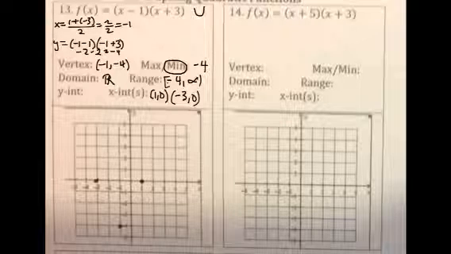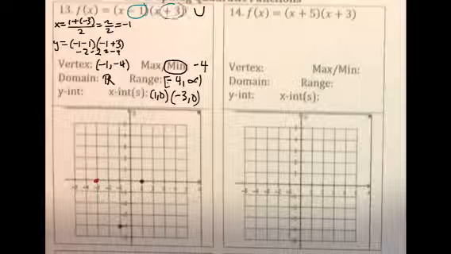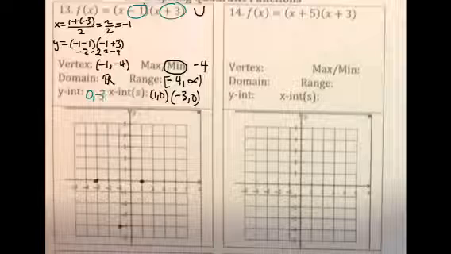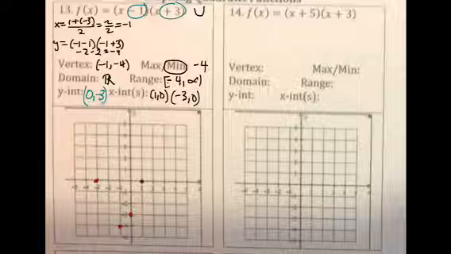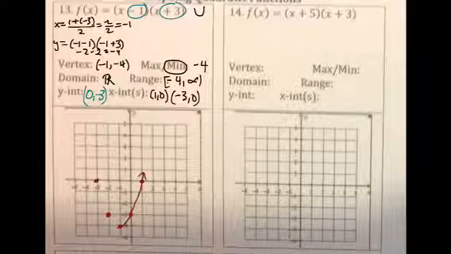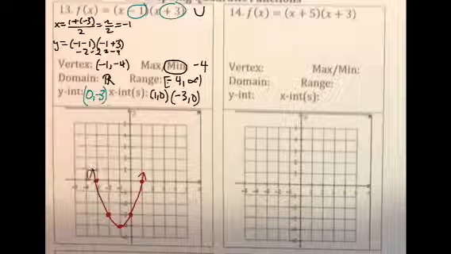Oops, I didn't do the y-intercept. The y-intercept, remember, replace all the x's with 0, and multiply it out and work it out. Or same thing is to take the two constants and multiply them together. And so you get 0, -3. Because of symmetry, you know that -2, -3 is also on the graph. Connect your points. And that's it for number 13.